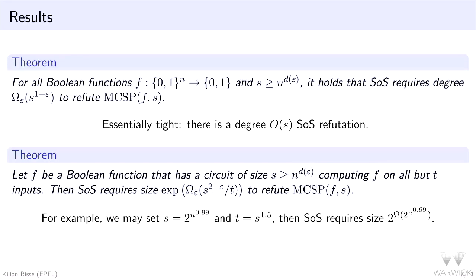And just to give you a feeling for the parameters, if we set S to be 2 to the n to the 0.99 and T to S to the 1.5, then we get these double exponential size lower bounds, which we would expect in n. Remember, the setting of parameters is a bit off from the usual setting. So instead of single exponential, we go into double exponential.